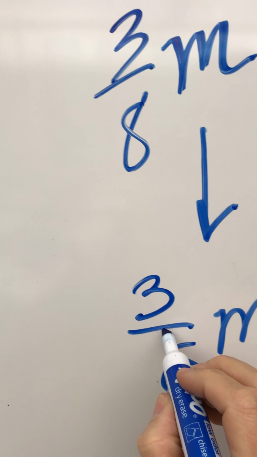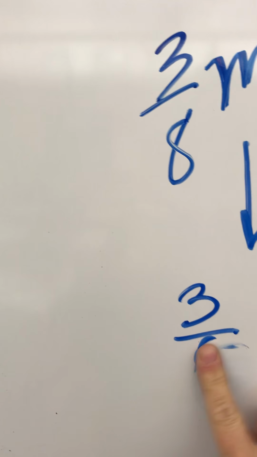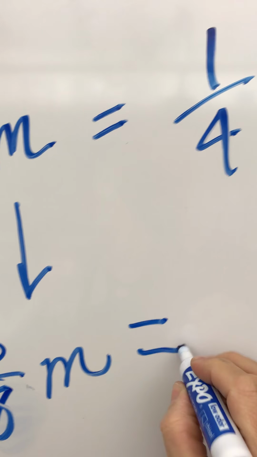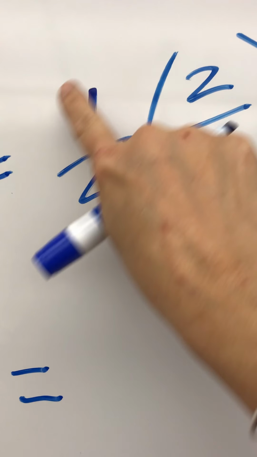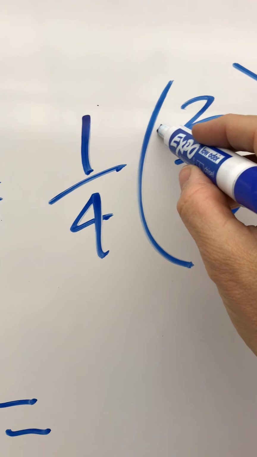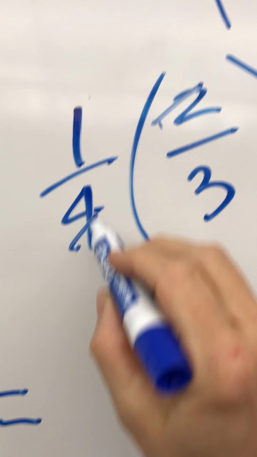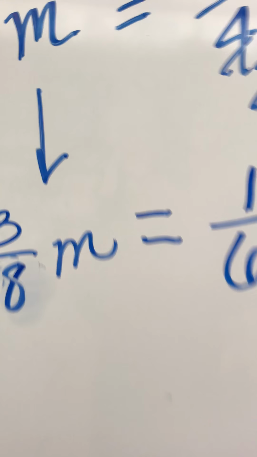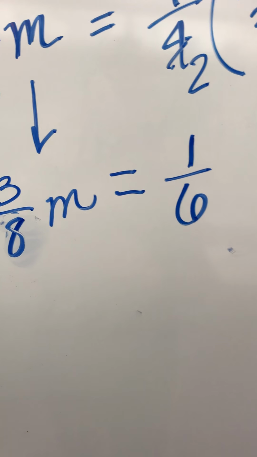All right, 3/8 m equals, but we need to go ahead and do this multiplication. 1/4 times 2/3. Well, that's the same thing as, we can cancel this, don't forget, 1/6. Awesome. 3/8 m equals 1/6.